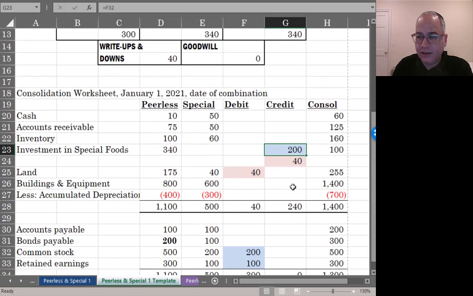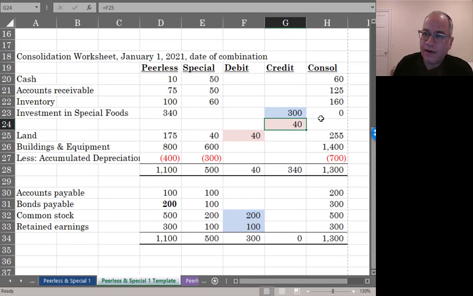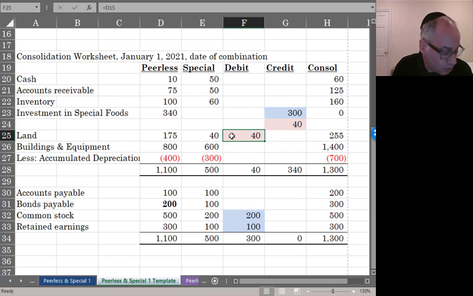Just one little mistake here. This investment account should be 200 plus 100 or 300. So now the investment account has been entirely eliminated, and the land has been written up to its proper value by $40,000. There's one last thing we need to do, what's called the elimination of the depreciation.